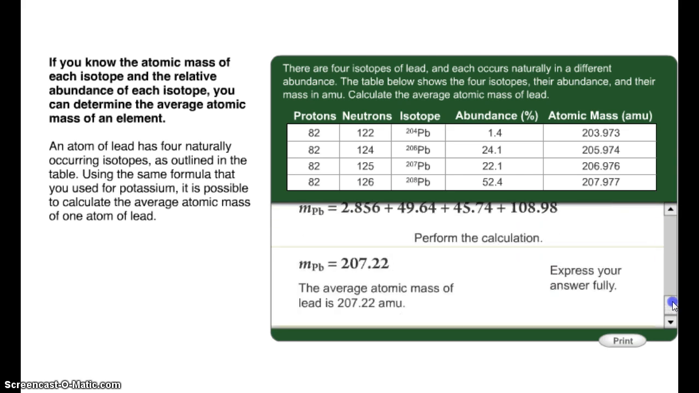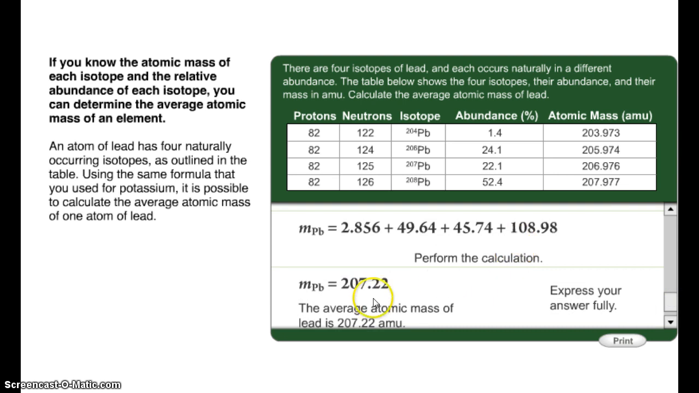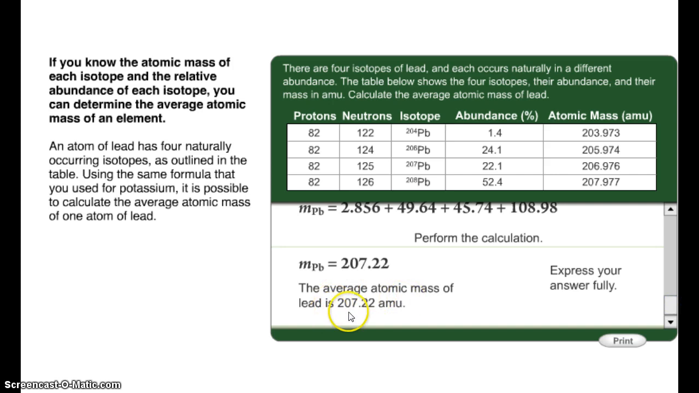Equals 207.22. And the average atomic mass of lead is 207.22 AMU. So let's look at that makes sense. Well, we have just a couple of the really tiny ones. We have a lot of the really heavy ones and kind of an even amount of the middle ones.